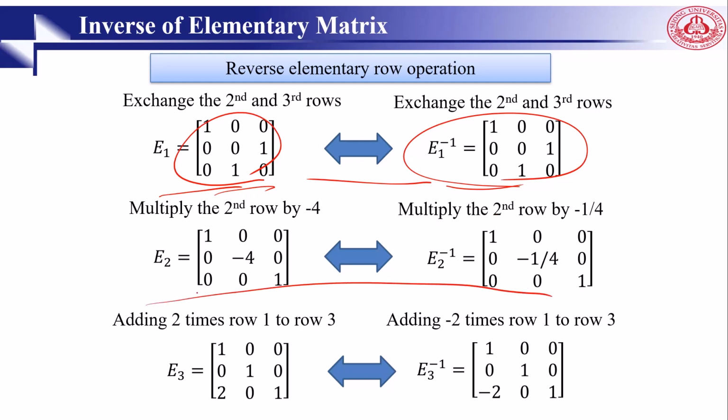Elementary matrix E2 multiplies the second row by 4, so its inverse multiplies the second row of the result matrix by 1/4. Elementary matrix E3 adds 2 times row 1 to row 3, and its inverse adds -2 times row 1 to row 3, and the result gets back to the original matrix.